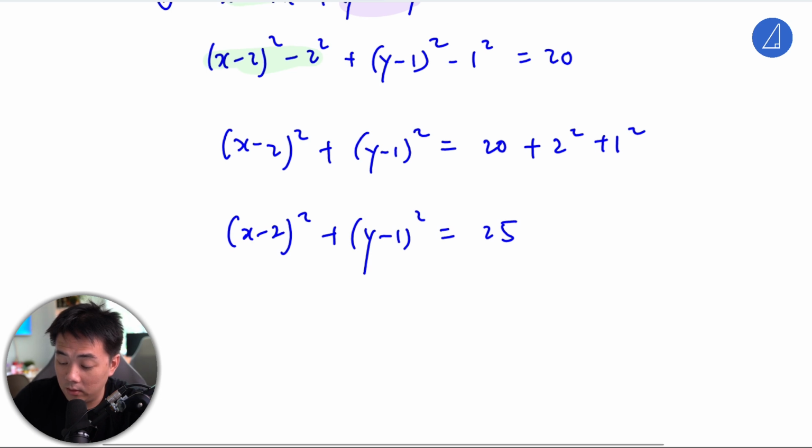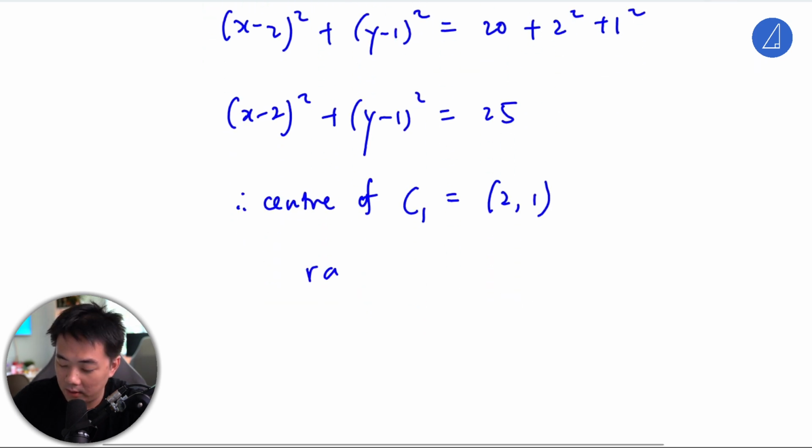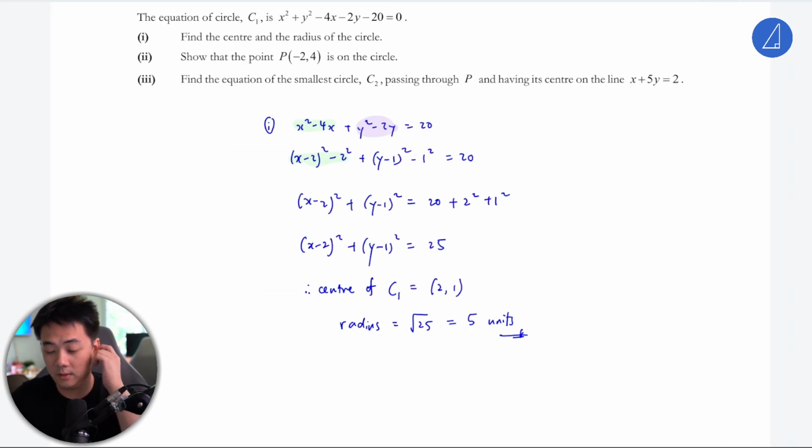So this would be 5 squared, of course. Hence the center of circle C1 is (2, 1). Then the radius is the square root of 25, which is actually just 5 units. Okay, so that's part 1.